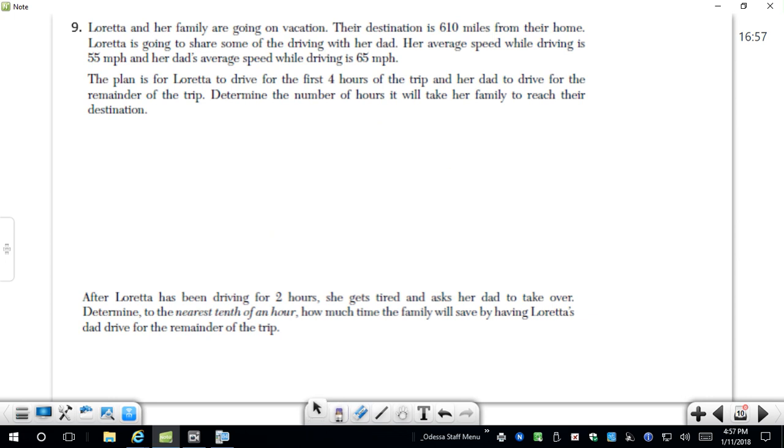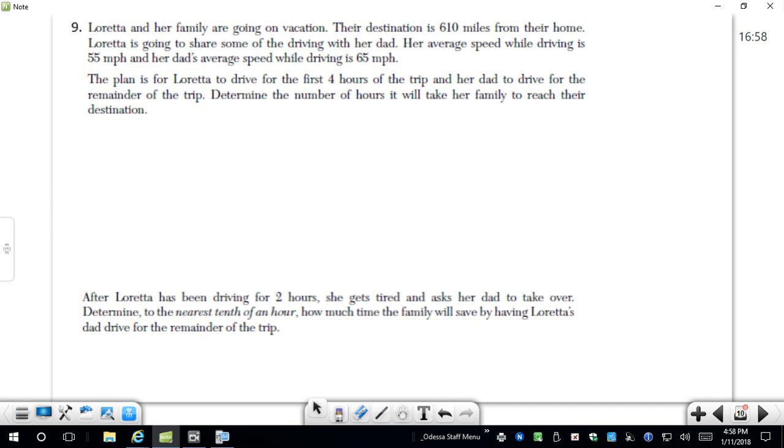Okay, so number 9 here, looks like we got another word problem. Loretta and her family are going on vacation. Their destination is 610 miles from their home. Loretta is going to share some of the driving with her dad. Her average speed while driving is 55 miles per hour, and her dad's average speed is 65 miles per hour. The plan is for Loretta to drive for the first 4 hours of the trip and her dad to drive for the remainder of the trip. Determine the number of hours it will take her family to reach their destination.